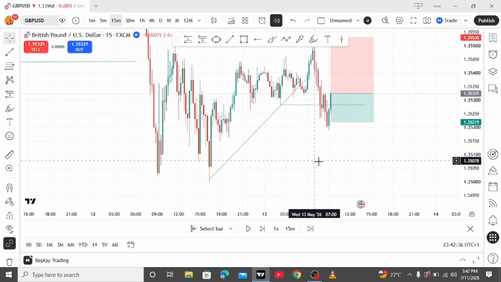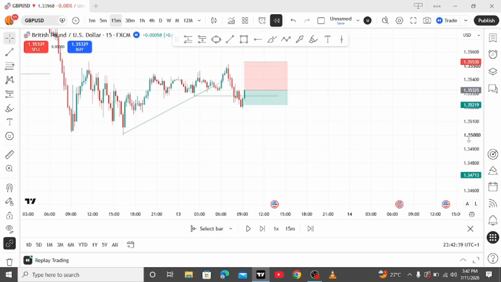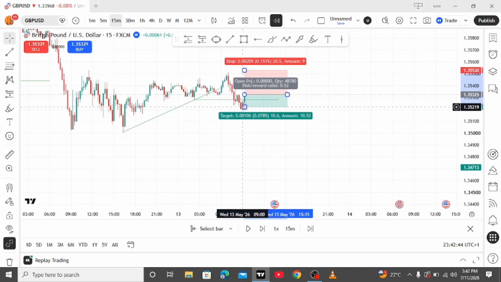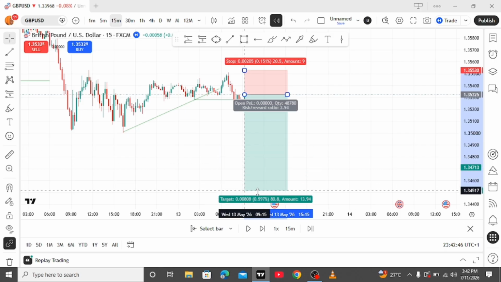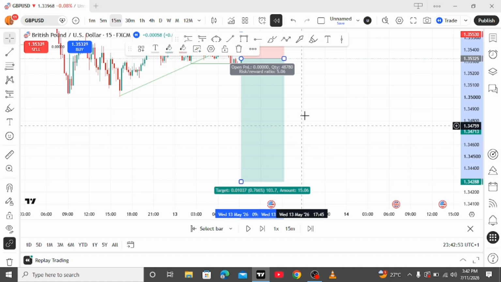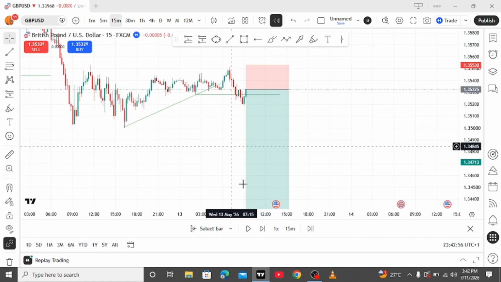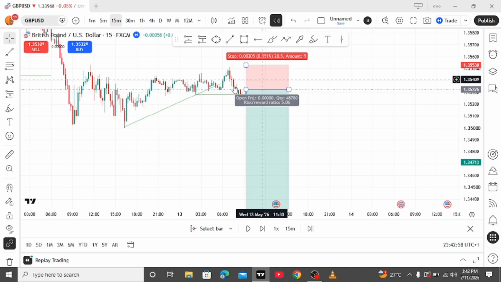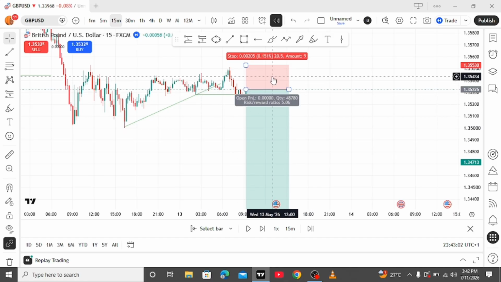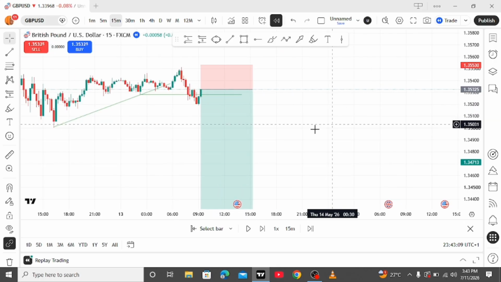I might take profit to the downside for a 5x risk to reward ratio. This means if I'm risking $100 in this trade, I'm getting back $500. Or if I'm risking $10, I'm getting back $50. Or if I'm risking $1,000, I'm getting back $5,000. Do you understand? That's a 5 to 1 risk to reward ratio.